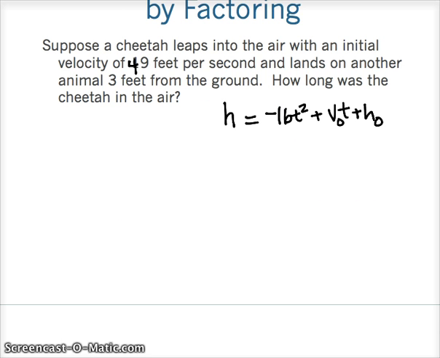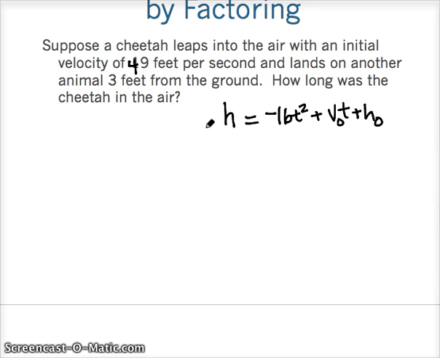So we're going to solve this equation by factoring. Suppose a cheetah leaps into the air with an initial velocity of 49 feet per second and lands on another animal 3 feet from the ground. How long will the cheetah be in the air? Or how long was the cheetah in the air?